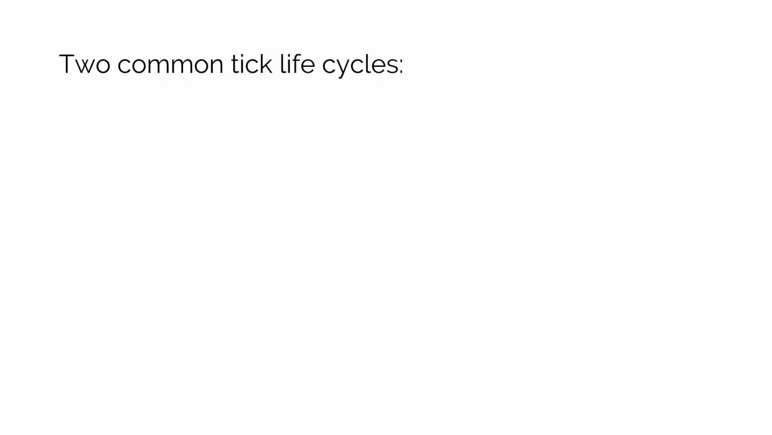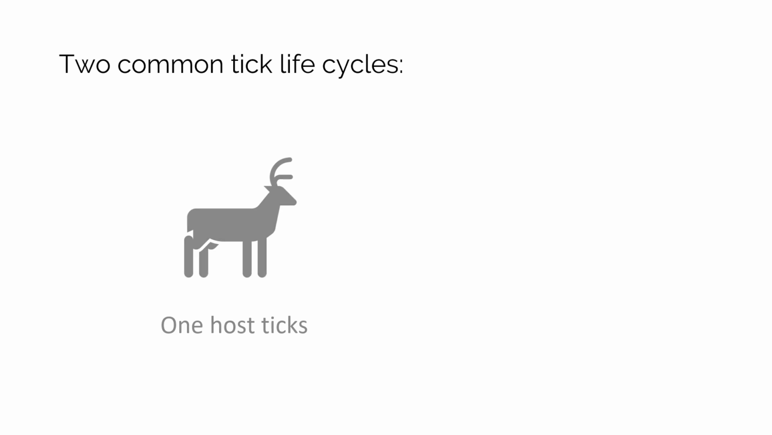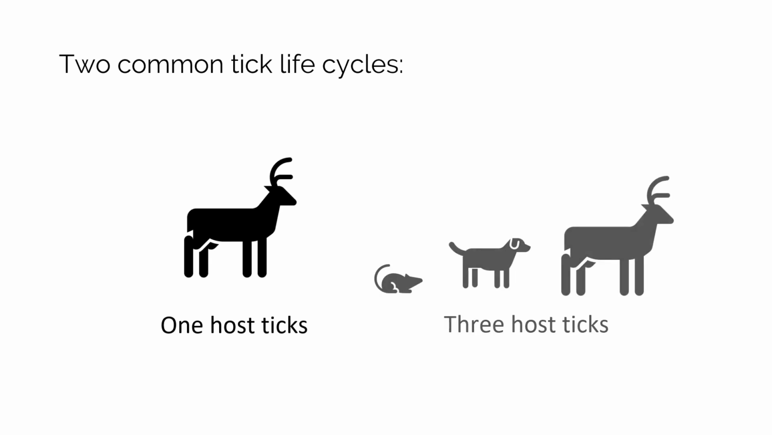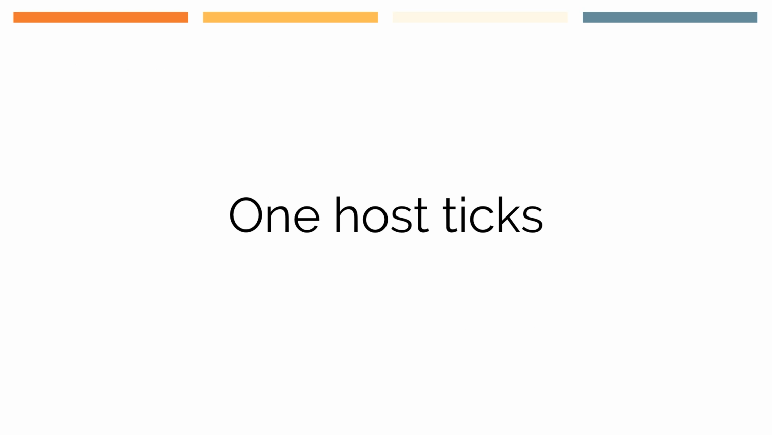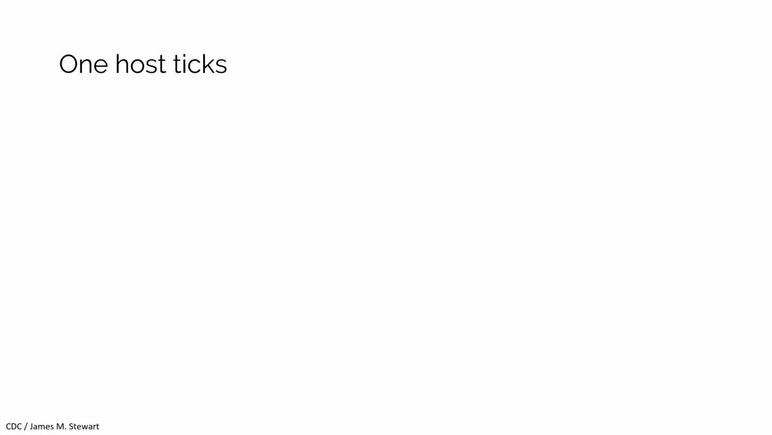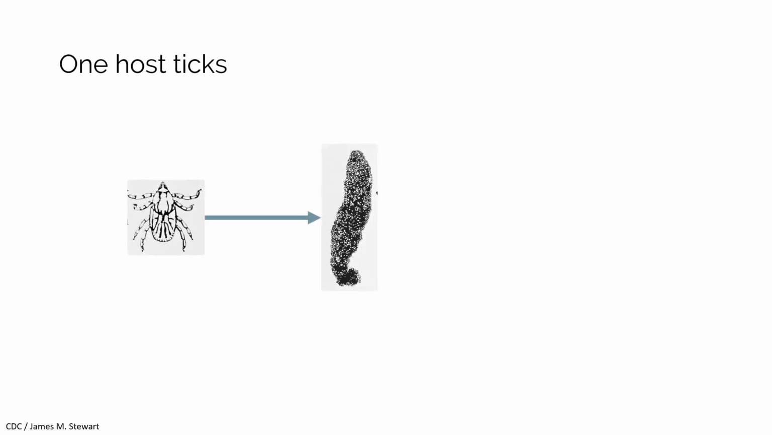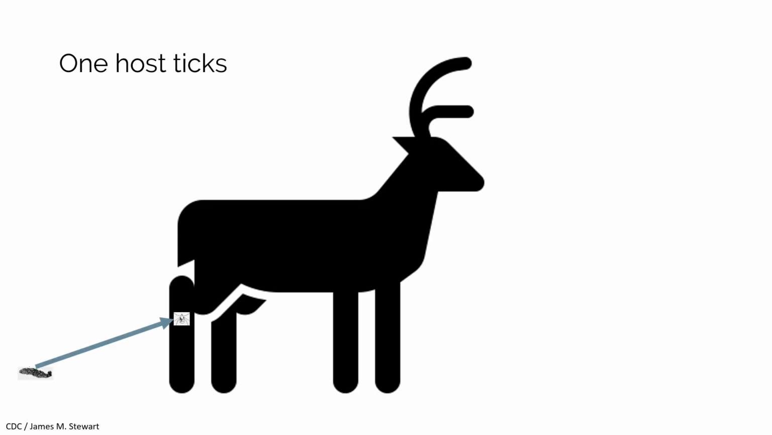There are two common tick life cycles, one-host ticks and three-host ticks. Let's start by discussing one-host ticks. In this life cycle, ticks begin as eggs laid by adult female ticks and hatch into six-legged larvae. Larvae then proceed to look for a host and find a spot to attach and feed.